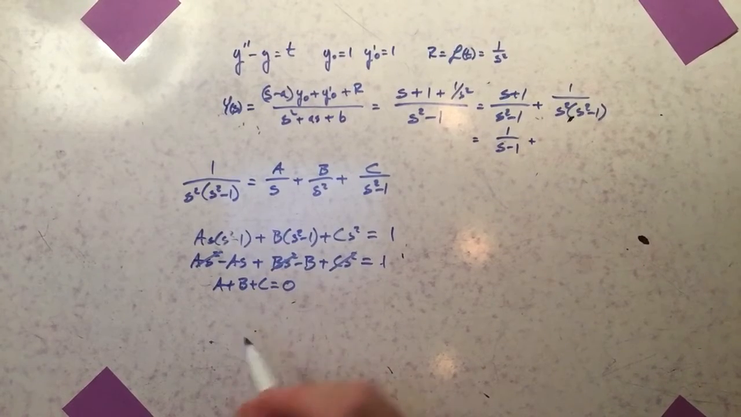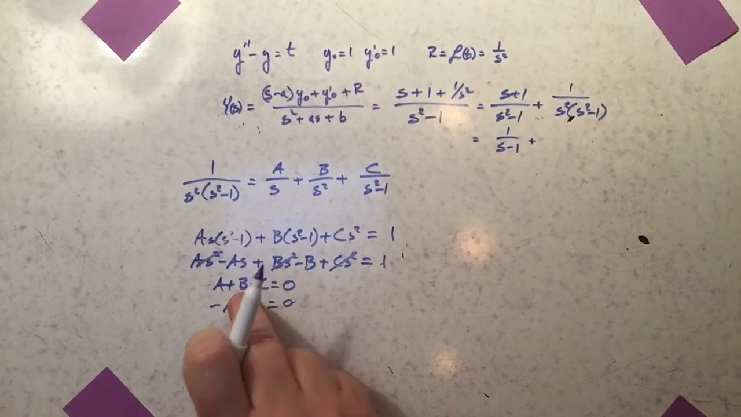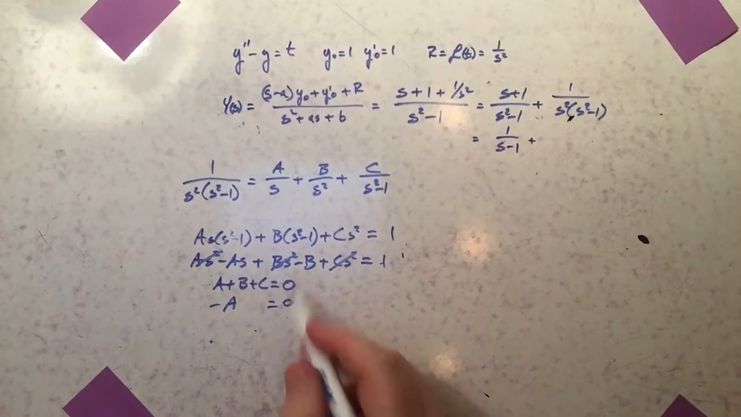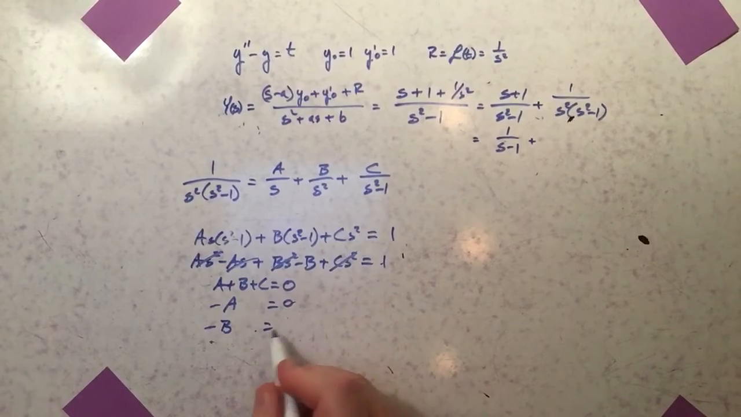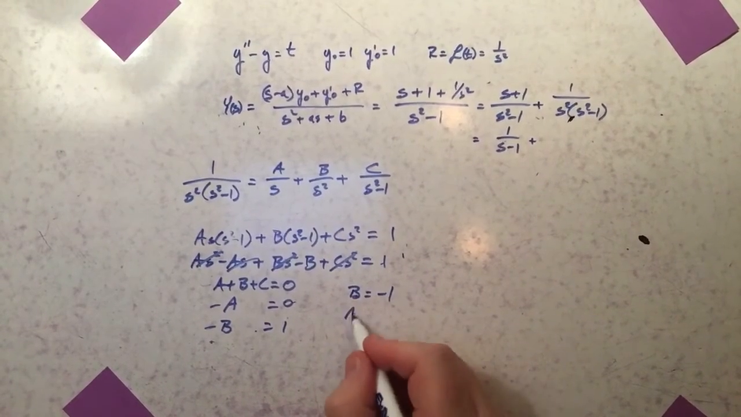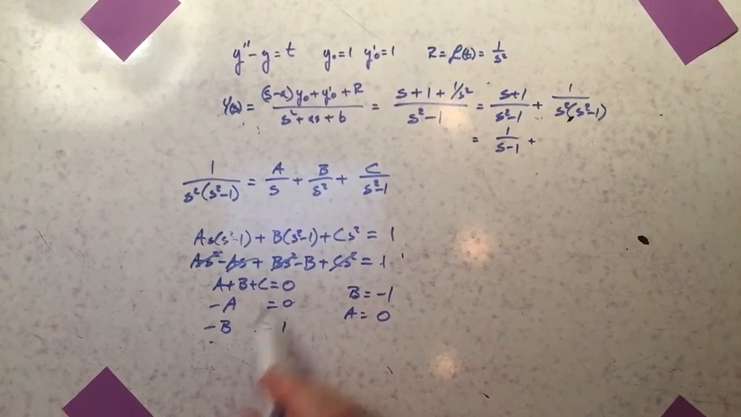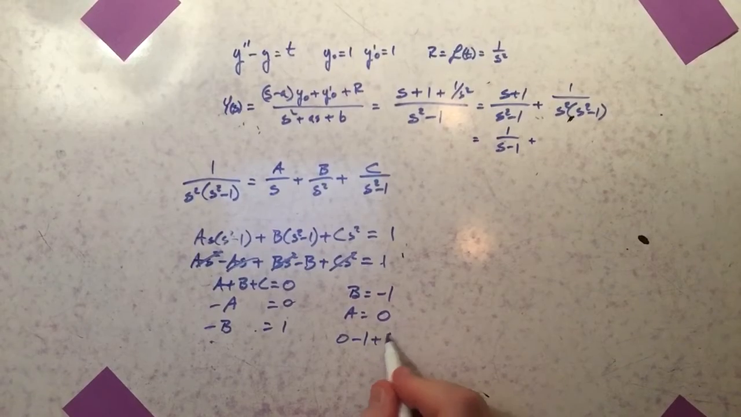A s is the only s term, so negative A s also has to be equal to 0. Whoops, just negative A, because there's no s term. And finally, negative B, which is the only constant term, has to be equal to 1. So I know now that B is equal to negative 1. I know that A is equal to 0. So I just need to figure out what C is. So 0 minus 1 plus C equals 0. That means C is equal to 1.